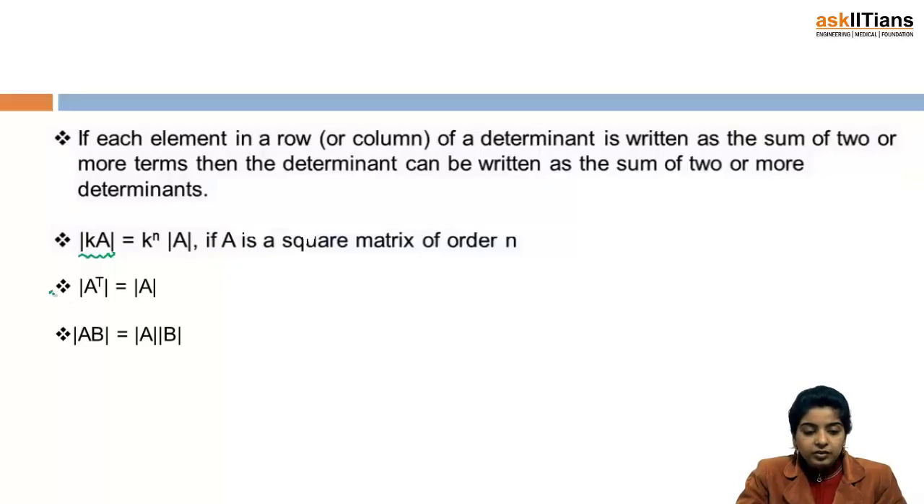Next property says determinant of A transpose is equal to determinant of A. And then we have determinant of AB is equal to determinant A into determinant B. If we have two matrices A and B, we multiply them and then find the determinant of the resultant AB matrix, then that will be the same as the product of the individual determinants of A and B.